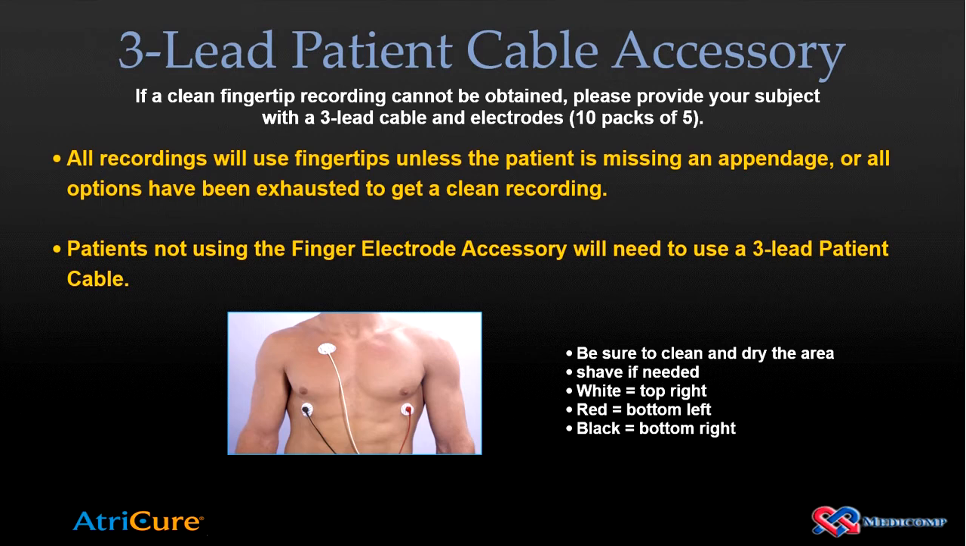Place the electrodes as pictured: white on the right, the upper right chest; red on the bottom left chest; and black on the bottom right, beneath the white electrode. Go over white on right with the patient. That will help them to remember and then locate the other 2 electrodes. They can use the pictures in the patient guide if they want.